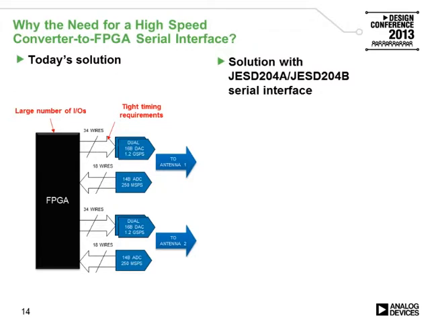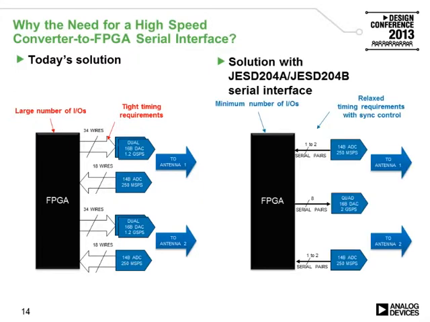The same solution with the JESD204 serial interface may look like this. In this case, there are around 23 wires, which require a minimum number of I/O and are easier to route. There are provisions within the standard easing timing requirements and all kinds of system skews.